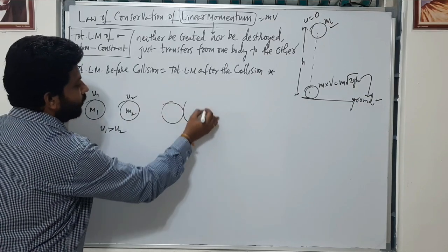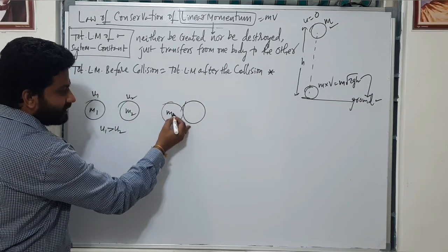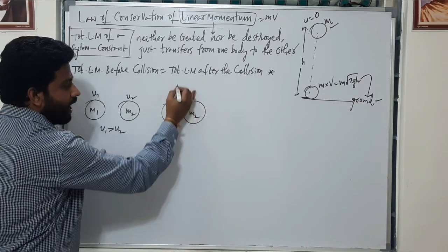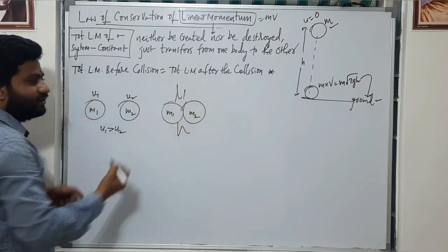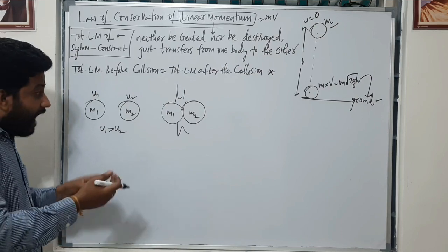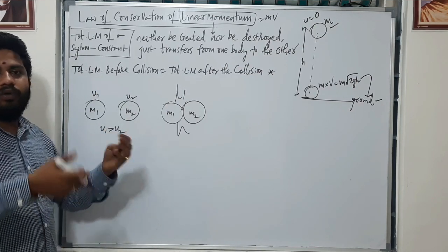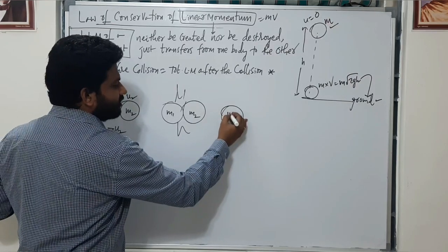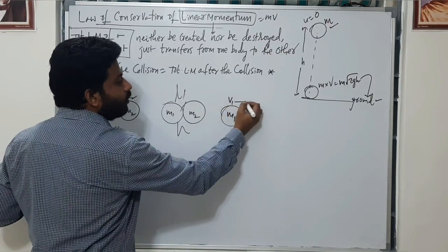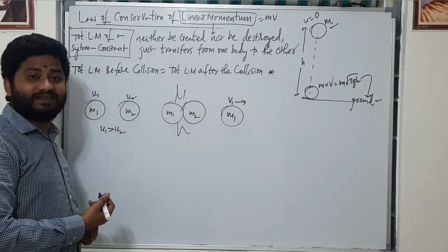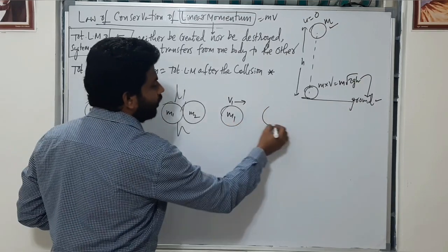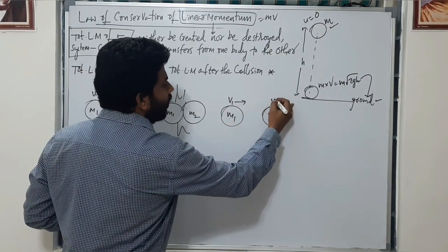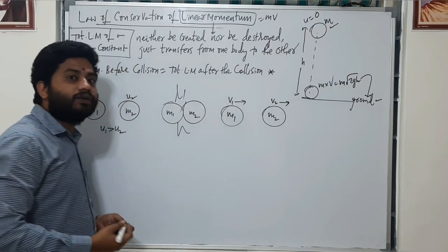So this is the first body and the second body of masses m1 and m2, and here a collision is taking place. After the collision, definitely they move with different velocities. After the collision, the first body of mass m1 moves with a velocity v1, and the second body of mass m2 moves with a speed v2.